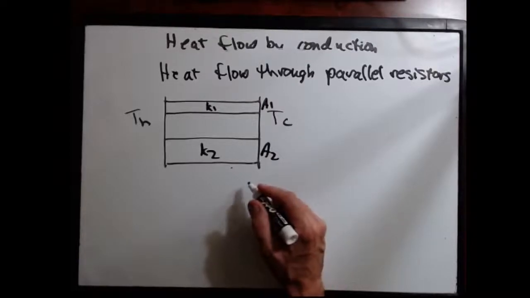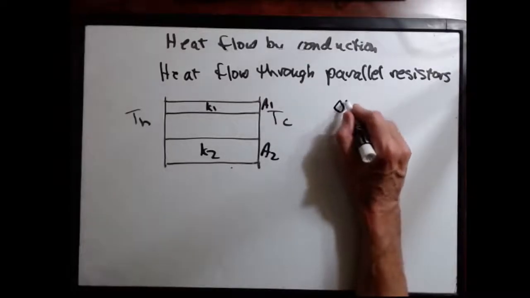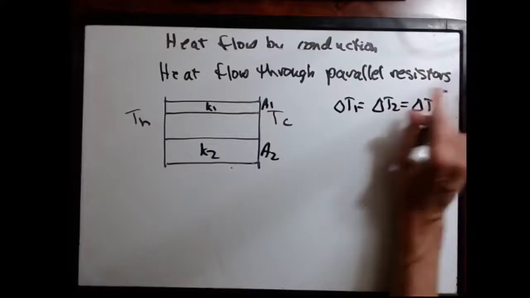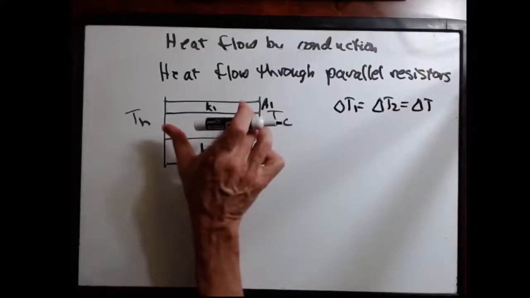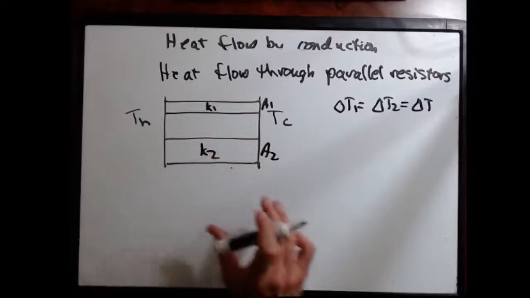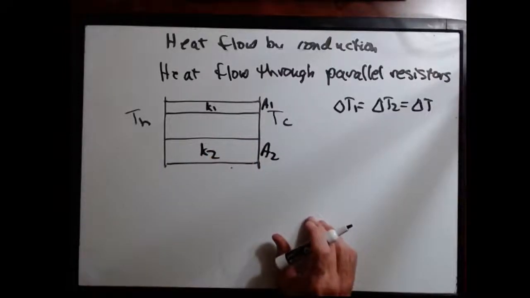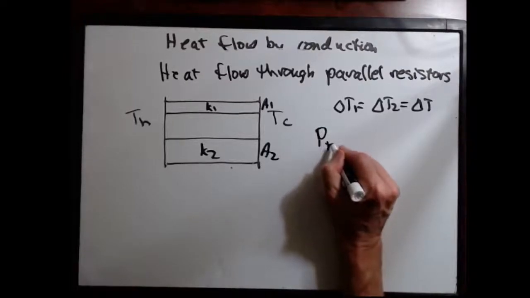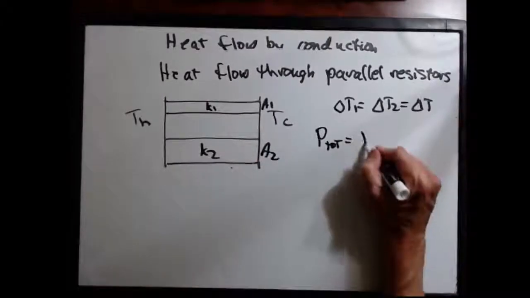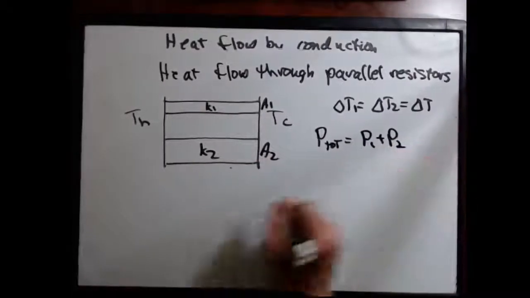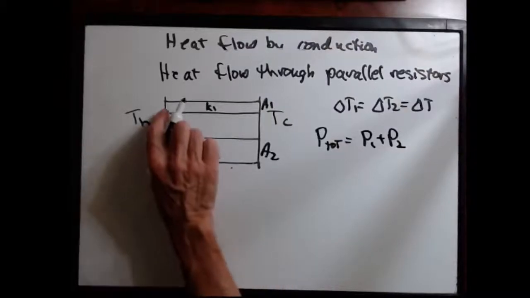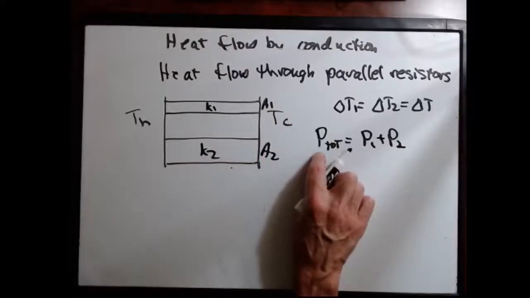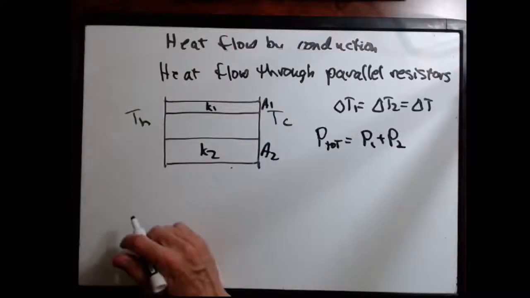With these, we can say delta T1 is equal to delta T2 is equal to just delta T. The temperature difference across this one and across that one, and the total temperature difference, is the same. Also, we know that the total power is just the sum of the two powers. Can we agree on that? However many joules per second are flowing through this one, plus the number of joules per second flowing through this one, has to add up to the total joules per second flowing across.